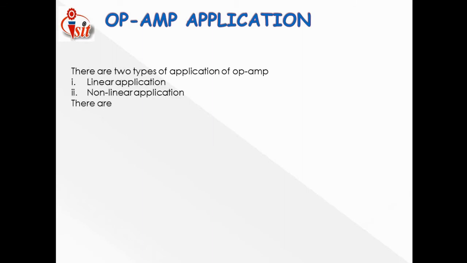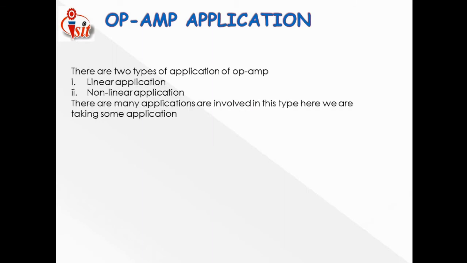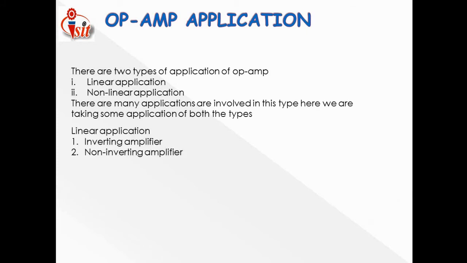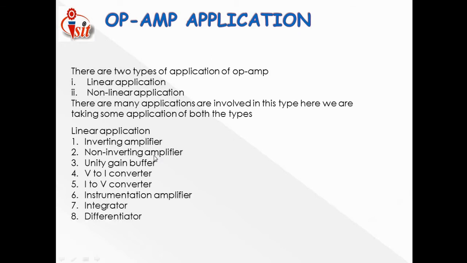There are two types of application of op-amp. First one is a linear application and another is a non-linear application. In linear application, there are many applications involved in the type. Here we are taking some applications of both the types. Some linear applications are inverting amplifier, non-inverting amplifier, unity gain buffer, V to I converter, I to V converter, instrumentation amplifier, integrator and differentiator. These are some linear applications of the op-amp.